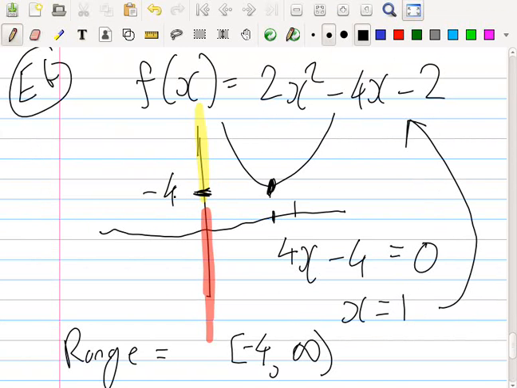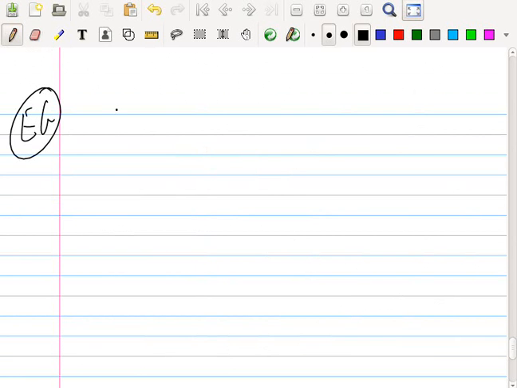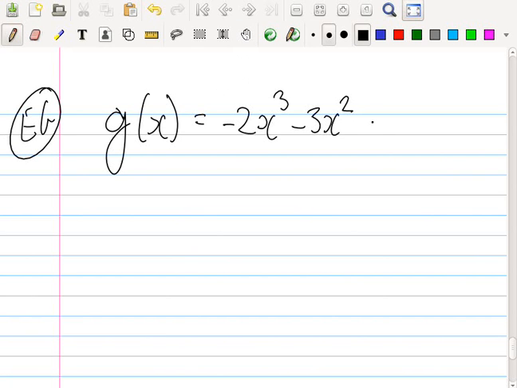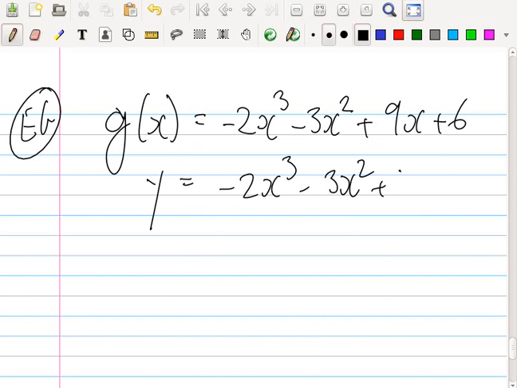Another example now. Now it gets much worse. So g(x) equals minus 2x cubed minus 3x squared plus 9x plus 6. Or if you want, y equals minus 2x cubed minus 3x squared. Oh, well, actually, this is not as difficult. It's a lighter one, that is. What about cubic? This one here. What's the situation here? Any ideas?